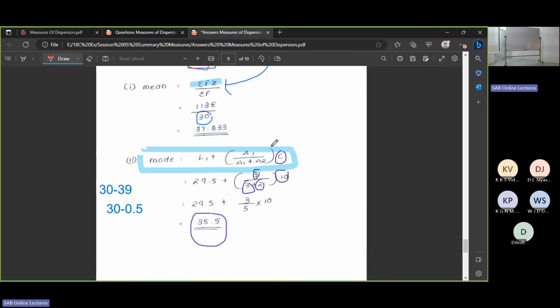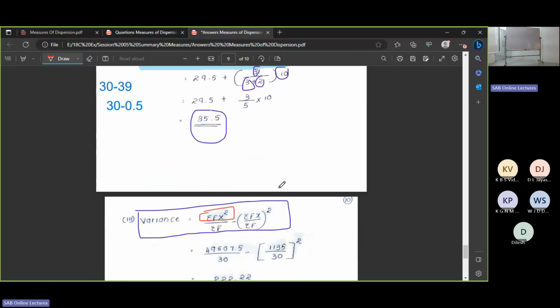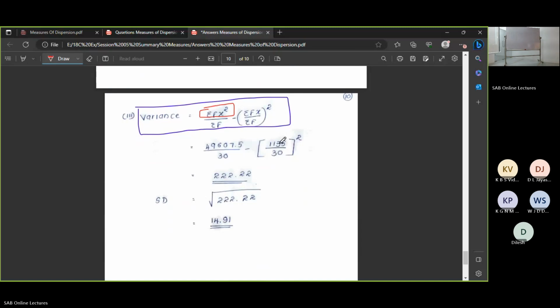Okay, we already have the sigma fx value because we calculated the mean value. The sigma fx column sum is 1135. Then we substitute. Then divide by the total frequency, which means the total number of employees. Then take the square of the value. Then simplify it, and we can find the variance. Using the variance, we can calculate the standard deviation. How do we get it? Take the positive square root.